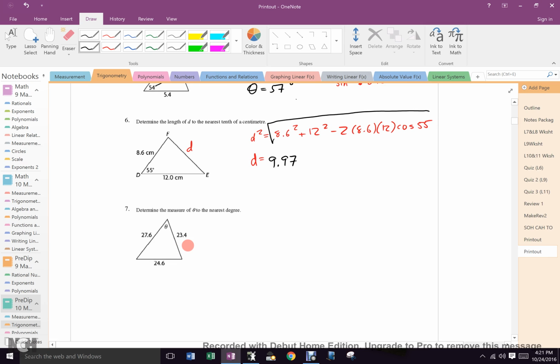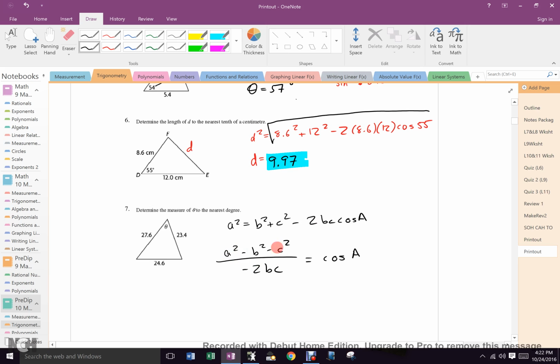And finally here, I need to find theta. So I know that it's cos law because I got all three sides. So since I want to find theta, I'm going to write out the cos law. A squared equals b squared plus c squared minus 2bc cos a. Since I want a by itself, I got to get cos by itself. So it's a squared minus b squared minus c squared over negative 2bc will get me cos a.